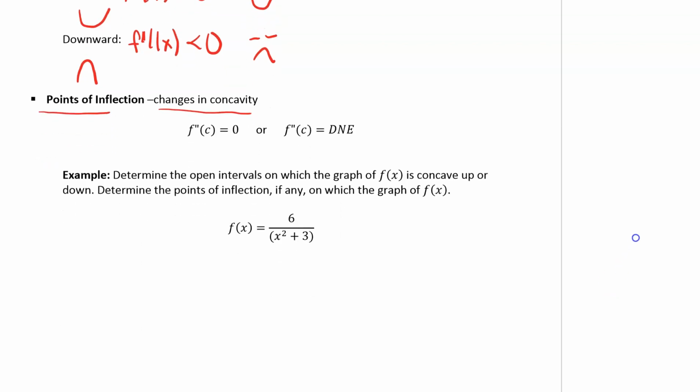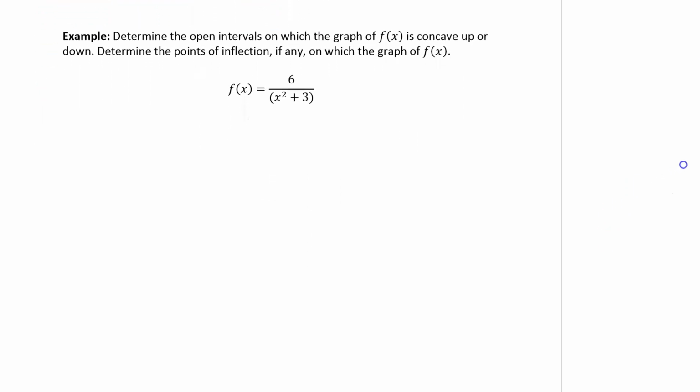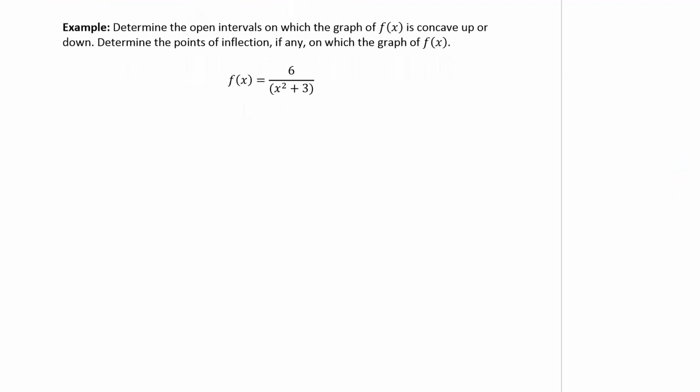And so we're going to look here and determine the open intervals on which the graph is concave up or concave down, and determine the points of inflection, if any, on the graph of f of x. And so what I'm going to show you is going to be very similar to what we have been doing with our first derivative test. We're just using it with our second derivative. And so when you see these keywords of finding where it is concave up or concave down, to yourself you need to be thinking, okay, I'm going to have to do the second derivative.